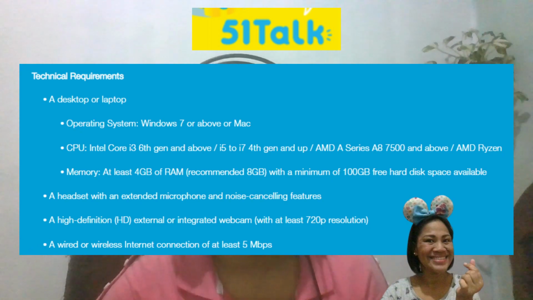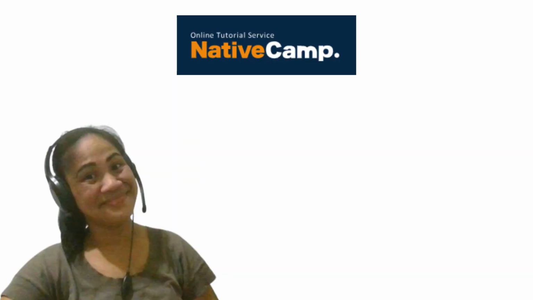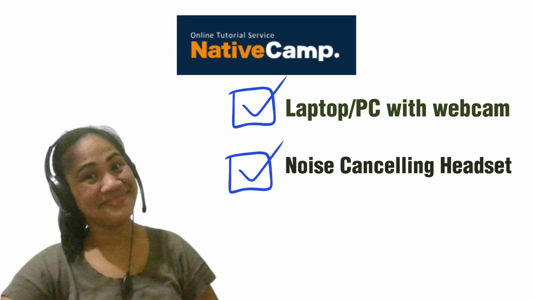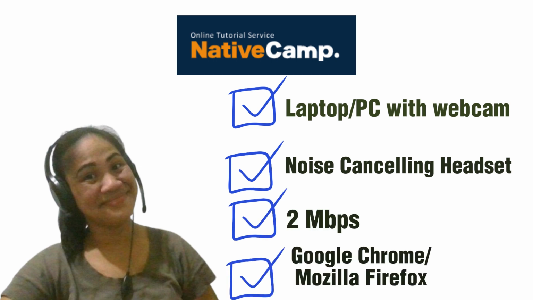While in Native Camp, guys, as long as you have a desktop or a laptop that is working just fine, a web camera, an HD web camera, and a noise cancelling headset, then you are good to go. Your internet should run at a speed of a minimum of 2 megabytes per second.